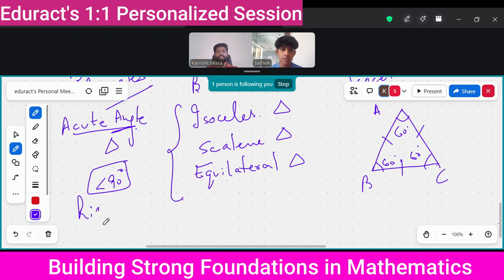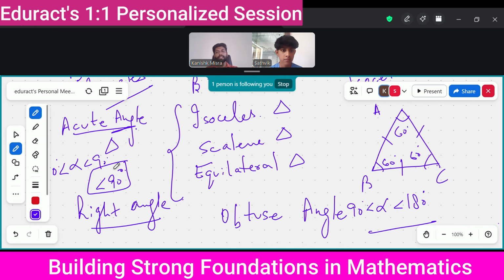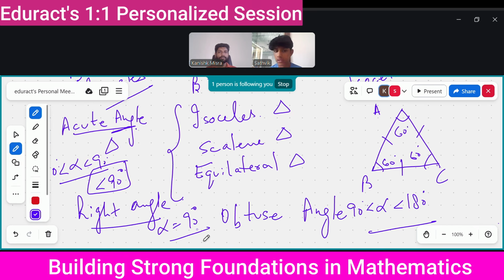What is the right angle? Angle which is exactly 90 degree. What is obtuse angle? Angle more than 90 degree and less than 180 degree. Let's say angle is alpha. Alpha is greater than 90, less than 180. Yes? Yes. Okay. Similarly, for acute angle, alpha is greater than 0 degree, less than 90 degree. Okay? Yeah. And right angle is directly alpha equals 90 degree. These are the basic things regarding the triangle. I hope they are clear. Yes, sir. Okay.